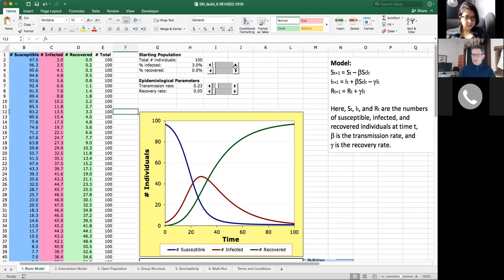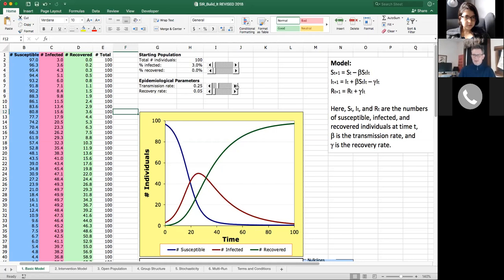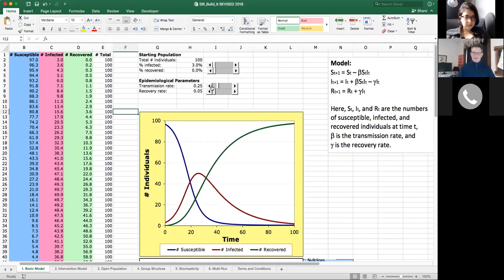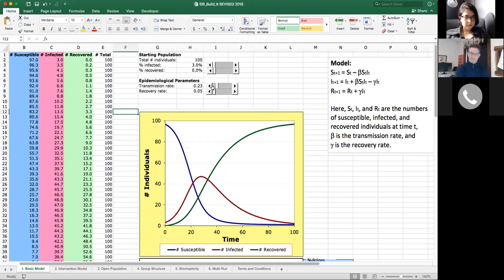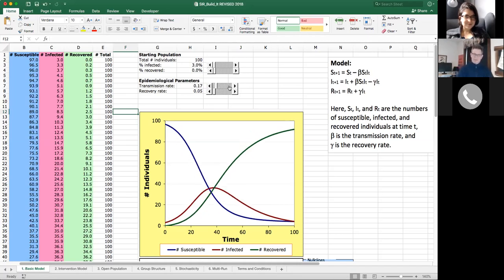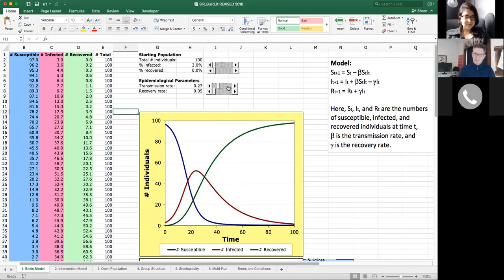All of these parameters can be controlled here with the sliders. And then in real time, you can see the effect on the course of the epidemic in terms of the rate, sort of flattening the curve, if you will. Hey, look, that's what I'm doing. Mm-hmm. But you can see the effect on the total number of individuals who ever become infected.